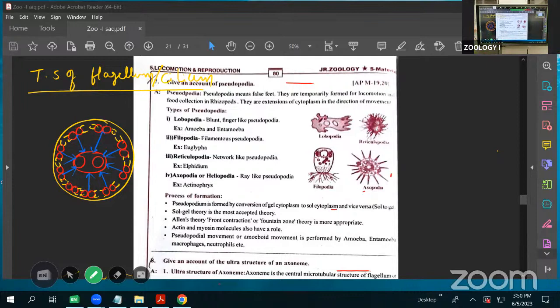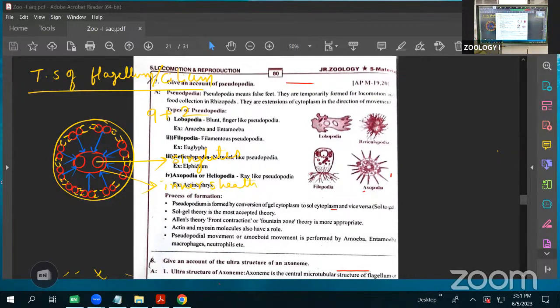Here, this is the diagram and I label it. See, these are called the central singlets. 9 plus 2 condition is there: 9 doublets are present and 2 singlets are present. Sorry, the singlets are surrounded by the membrane that we call the inner sheath.